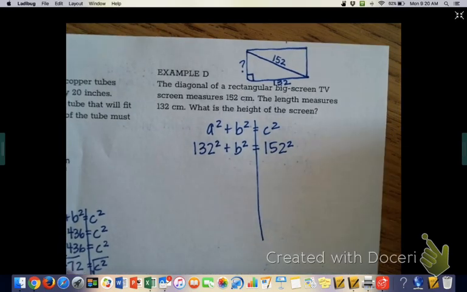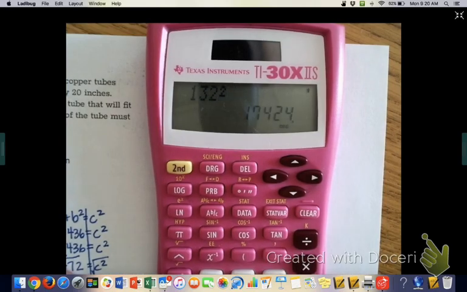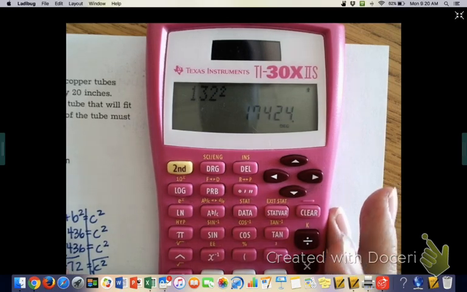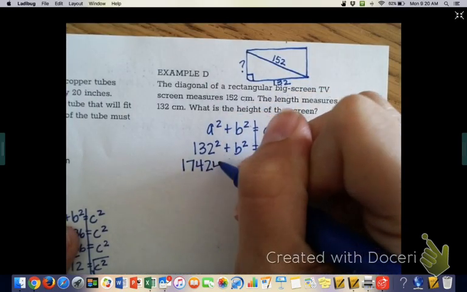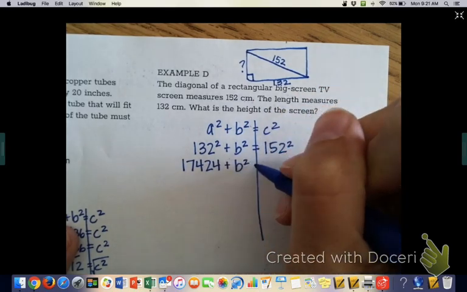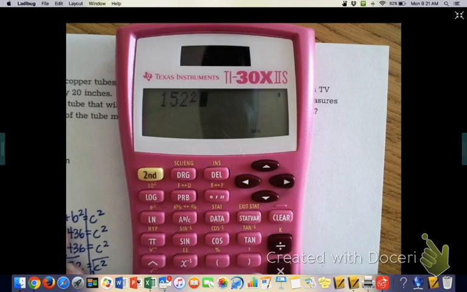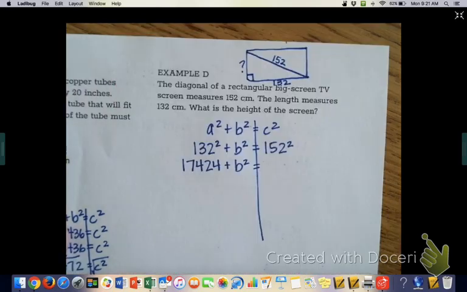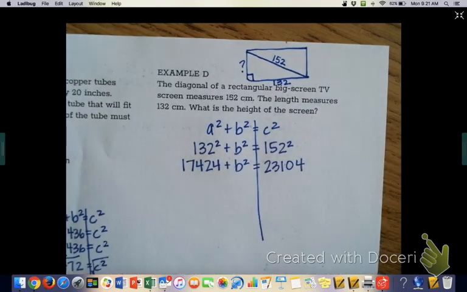All right, 132 squared, these are going to be big numbers. 132 squared is 17,424. Plus, we don't know b squared, so leave it b squared. 152 squared is 23,104. All right, solve the equation.